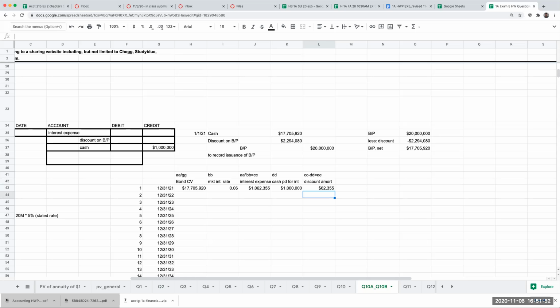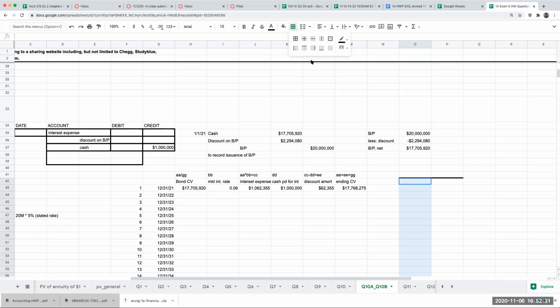Now, one of the things that's going to be happening here, though, is when we have this discount on bonds payable, I need this to ultimately get to 0. So what's going to happen is I want to be increasing my carrying value. So what we're going to have here is AA, which is my beginning carrying value, plus my discount amortization is going to give me my ending carrying value for the bond. So this is how we're going to go through and do it.